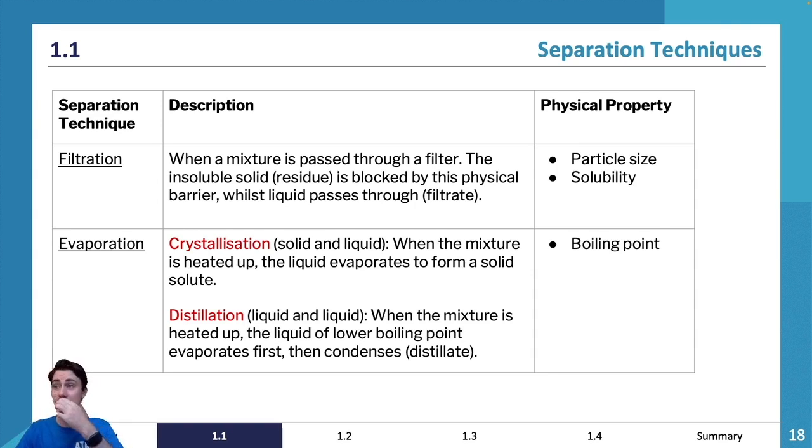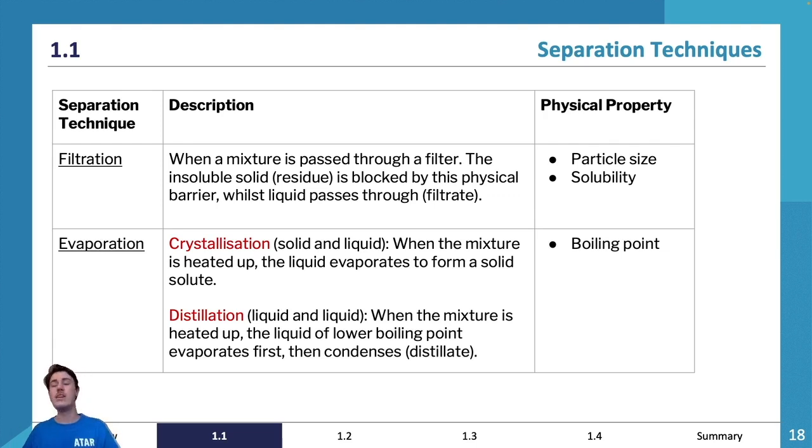Now, evaporation is a really interesting one. There are two main types. Distillation is probably more common than crystallization, but we'll discuss crystallization very quickly. Crystallization is when you have solids and a liquid, and when the mixture is heated up, the liquid evaporates to form a solid solute. So the liquid evaporates, and as the liquid moves away, you're left with just solids. You're left with just the crystals that were in the liquid, and that's all you want. So that's what you're really looking for there.